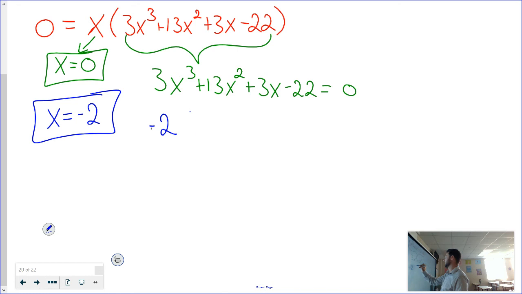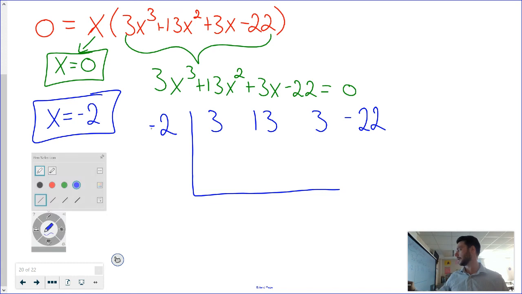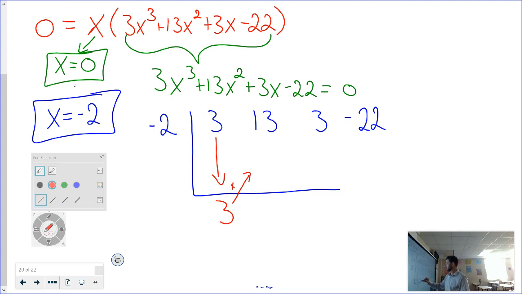To do that, synthetic division: 3, 13, 3, -2. I grab all my coefficients from my green equation here. Remember, the first part we drop straight down, so we're going to drop 3 down. Then we do the left number, that -2, times whatever we have at the bottom. So we're going to multiply times -2.